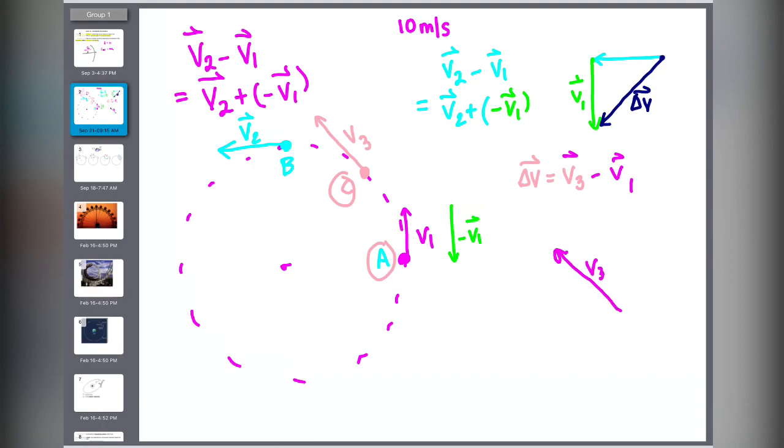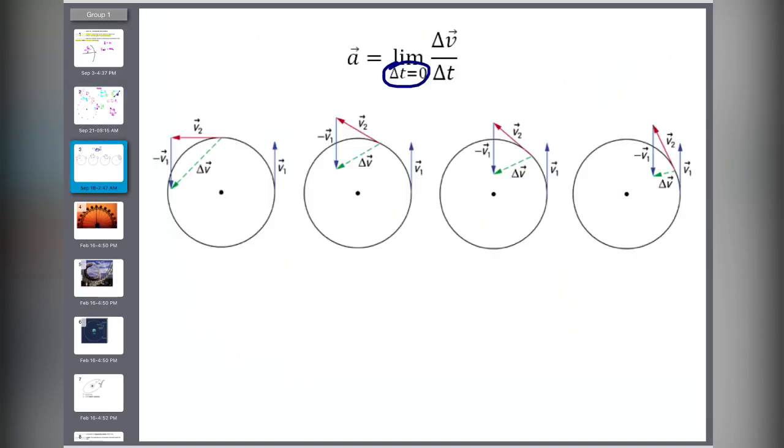Okay, draw the picture. V3 goes this way. This is V3. Adding the negative V1. We already established the V1, which is going downward. Do you see how we're pointing this way? This is now delta V, as the interval gets closer and closer together.